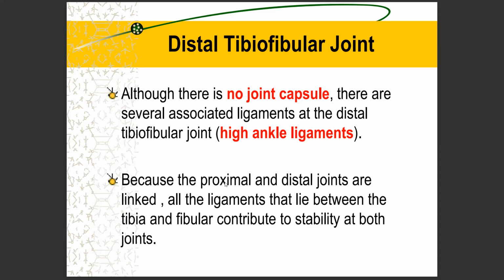But inferiorly, at the distal tibiofibular joint, there are three ligaments supporting this joint. One is the anterior inferior tibiofibular ligament, another is the posterior inferior tibiofibular ligament, and the other is the transverse ligament, which is present on the posterior surface.